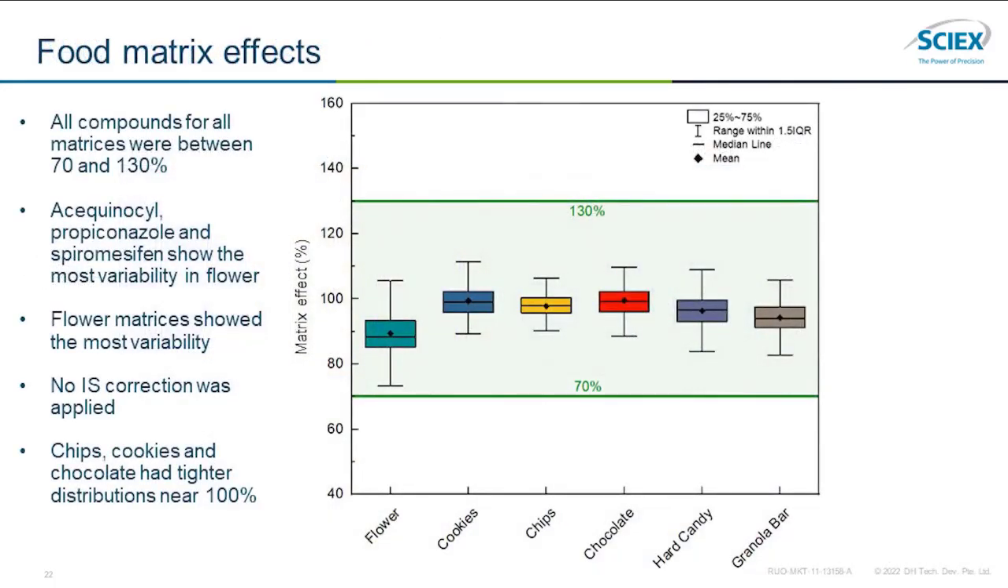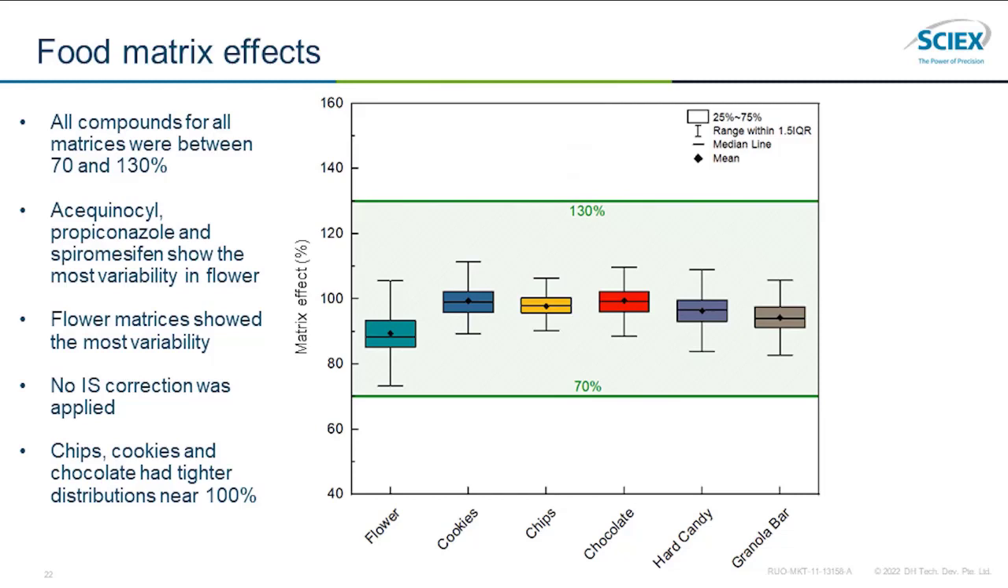So if we summarize all of our matrix effects, what we see is for all compounds, the matrix effects were between 70 and 130. So not a ton of variability there. Specifically, chips, cookies, and chocolates seem to have a tighter distribution, pretty near to 100, which is great. And obviously in this study, no internal standards were applied. If we applied internal standards, everything would be pretty much 100. So that wouldn't really be telling us how our matrix suppression is affecting our results.